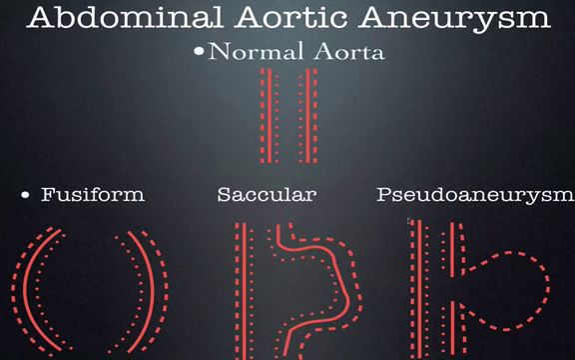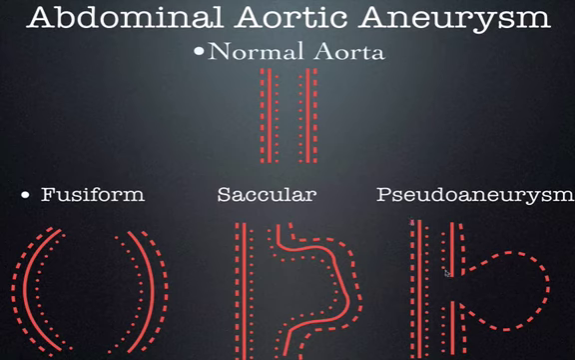Whereas a pseudoaneurysm, it looks similar to a saccular aneurysm as a focal ballooning segment of the artery. However, only the adventitia is involved in the wall of the aneurysm. The intima and the media are effectively disrupted and not ballooned out into the aneurysm and not making up a part of the wall of the aneurysm, whereas the saccular aneurysm, you can see that the intima and the media are involved.